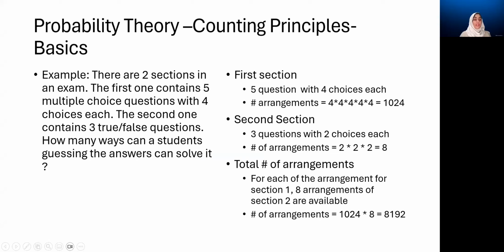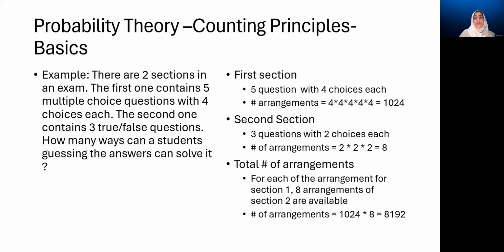Let's consider another example. There are 2 sections in an exam. The first one contains 5 multiple choice questions with 4 choices each. The second one has 3 true-false questions, of course, 2 choices each. How many ways can a student who's only guessing the answers solve it?